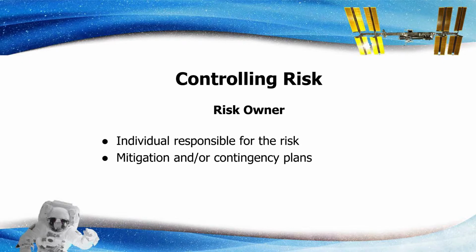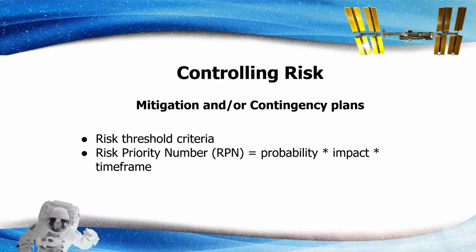This individual creates risk mitigation and contingency plans that provide the risk threshold criteria, determined by identifying the risk probability and the risk impact, along with identification of any new potential risks. Another risk controlling measurement, time frame, is used to make a risk prioritization from the comparisons between risks. Three measurements combined, probability times impact times time frame, generate a risk priority number.